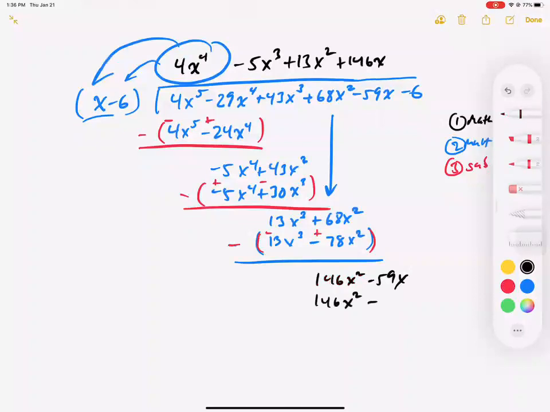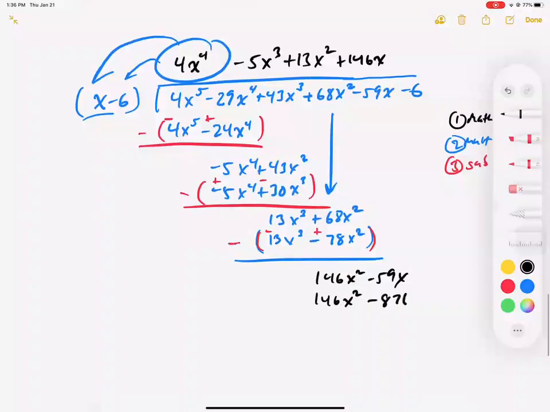Minus, I'm going to need a calculator for this. This is kind of going wild, and that's okay. For this problem, it's okay because I wanted a remainder. So 146 times 6 is 876x. We only have one more step after this, so hang in there. I'm going to subtract.